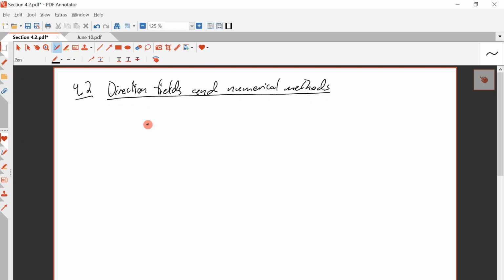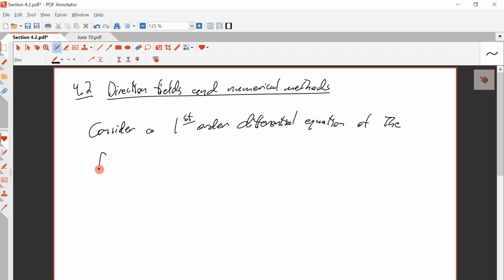So consider a first order differential equation of the form y prime equals f(x, y). So just one instance of y prime in the equation, and then over here you just have some expression for x and y.